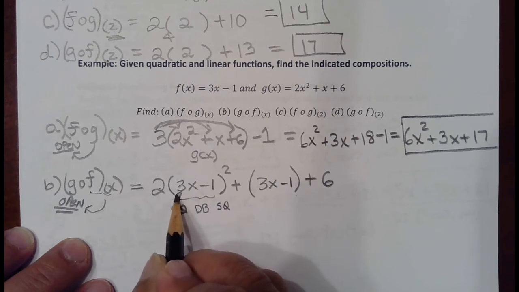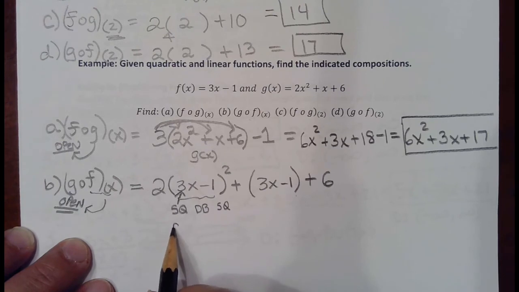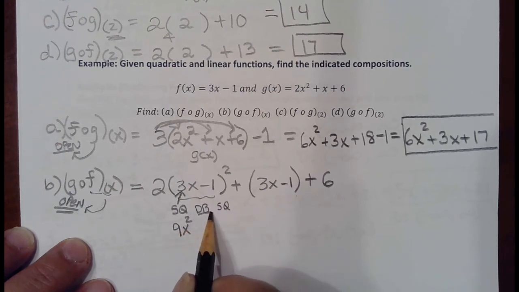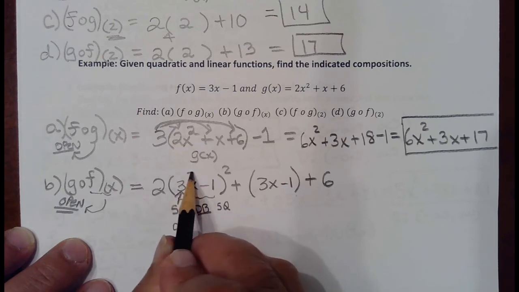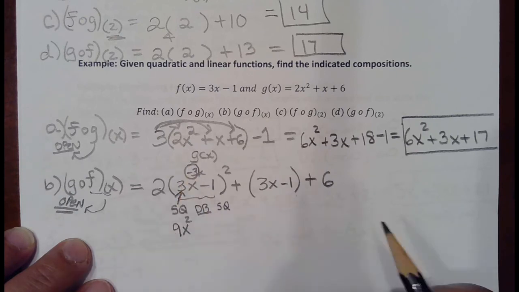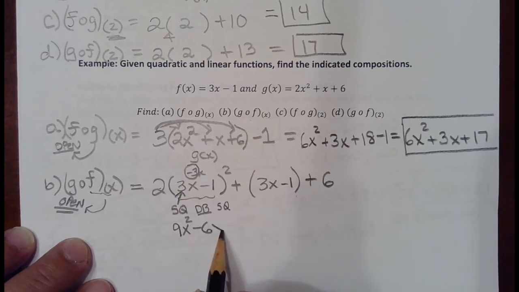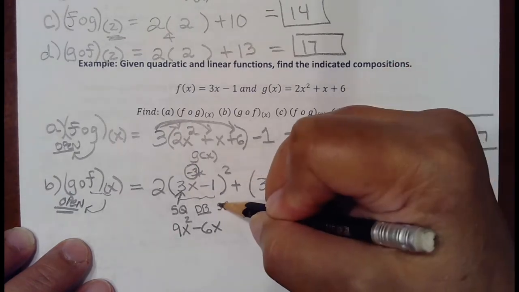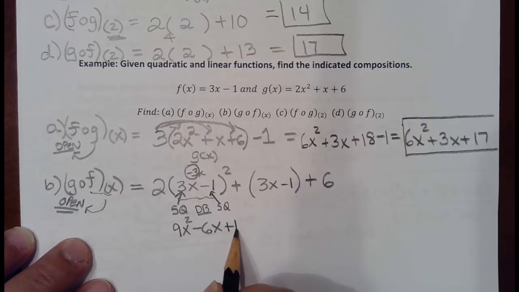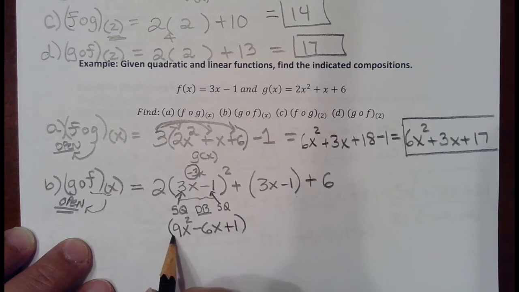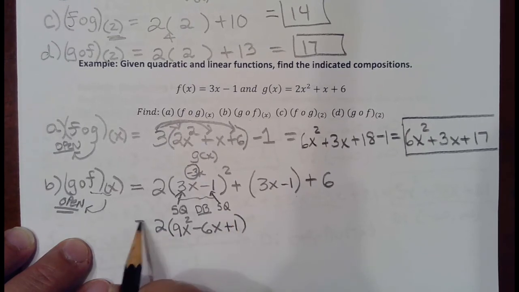Okay, and then you also have the 3x minus 1 plus 6. So now we're going to try and combine like terms, but we have to distribute the 2 to everything here first. So we're looking at this as an 18x squared. 2 times negative 6 is negative 12x. 2 times 1 is 2 plus the 3x minus 1 plus 6. Now combining like terms, you see this is much more work than the part above it.